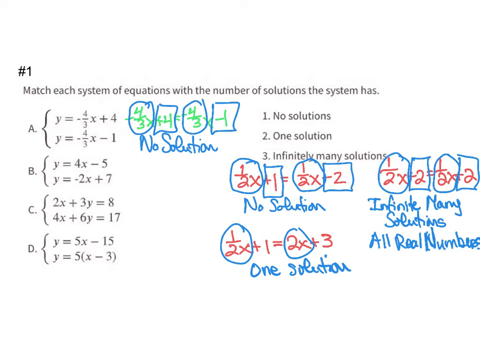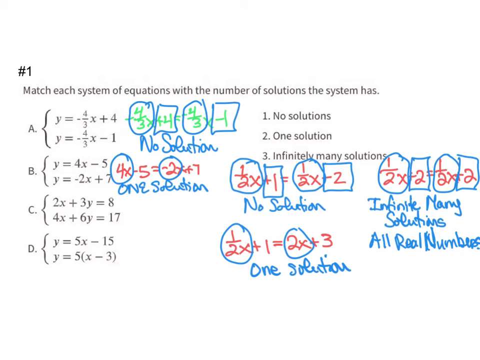Okay, now let's look at number 2. Both the equations are solved for y. Because both equations are solved for y, I can do 4x minus 5 equals -2x plus 7. Now let's look at it. Are my variables the same? They are not. This is one solution.